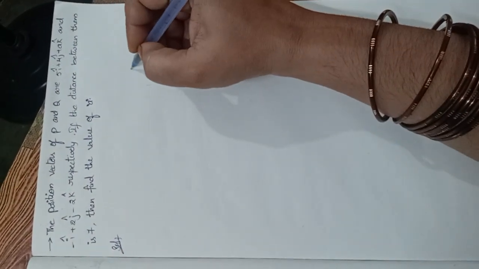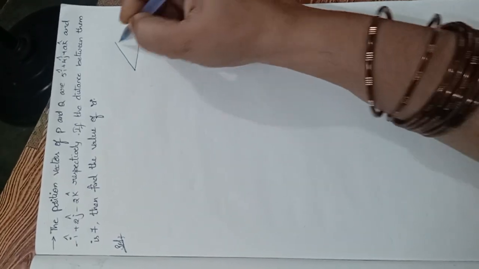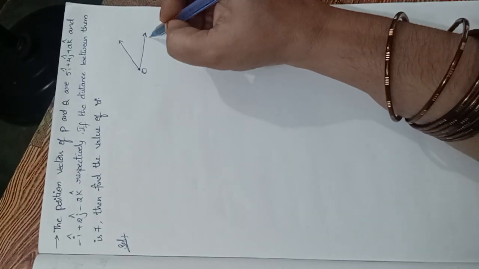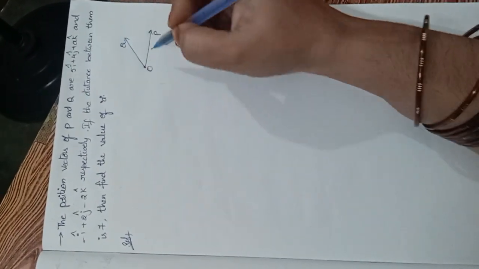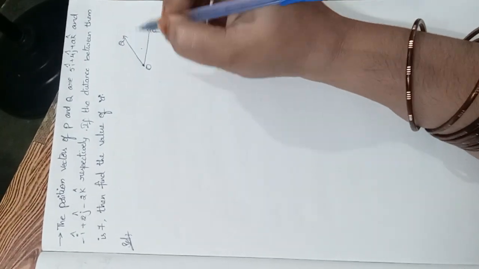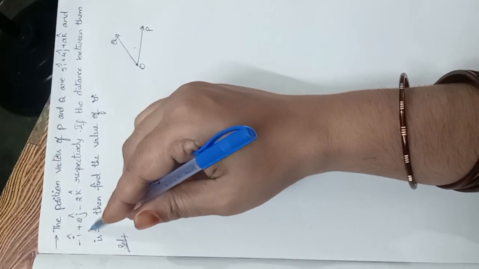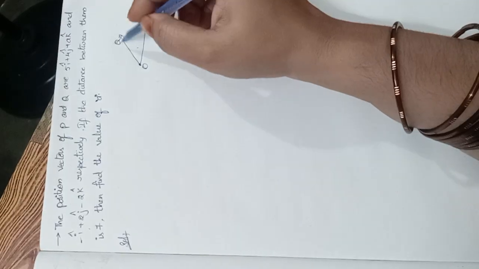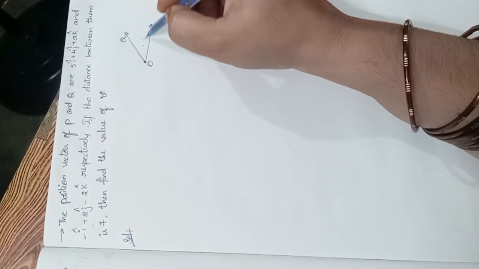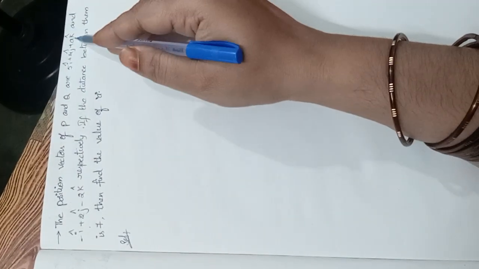So here, these are the position vectors, both vectors, right? This is vector OP, this is vector OQ. These two are given here. What we have to find is the distance between these two. The distance between these two is given as 7, then find the value of a.